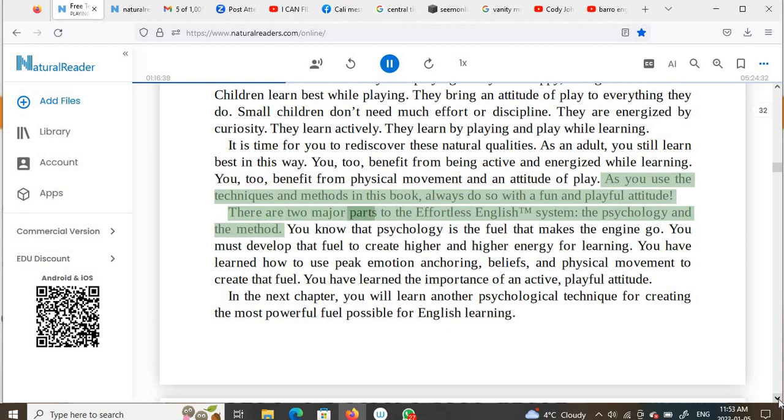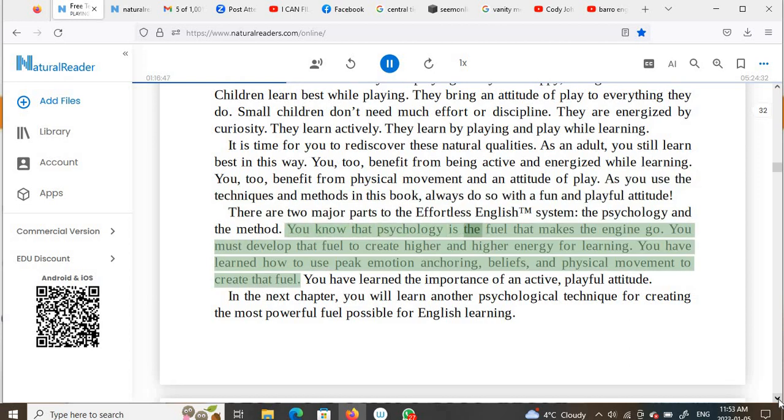There are two major parts to the Effortless English system, the psychology and the method. You know that psychology is the fuel that makes the engine go. You must develop that fuel to create higher and higher energy for learning. You have learned how to use peak emotion, anchoring, beliefs, and physical movement to create that fuel.